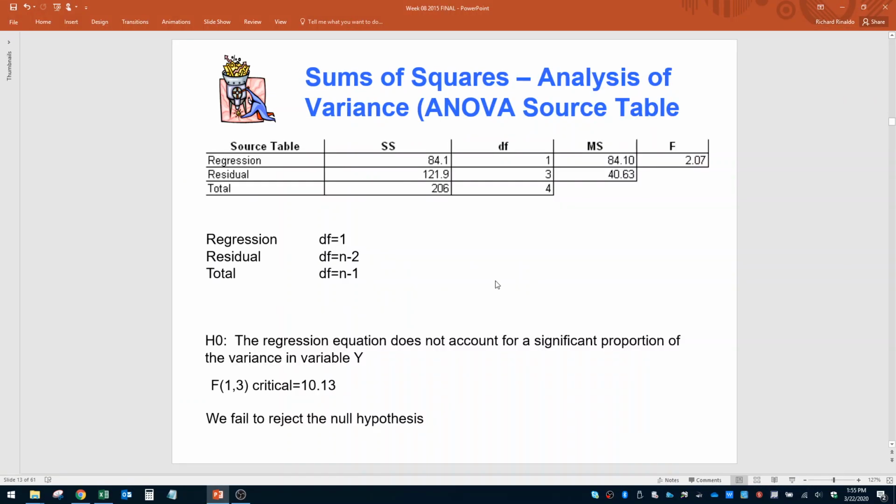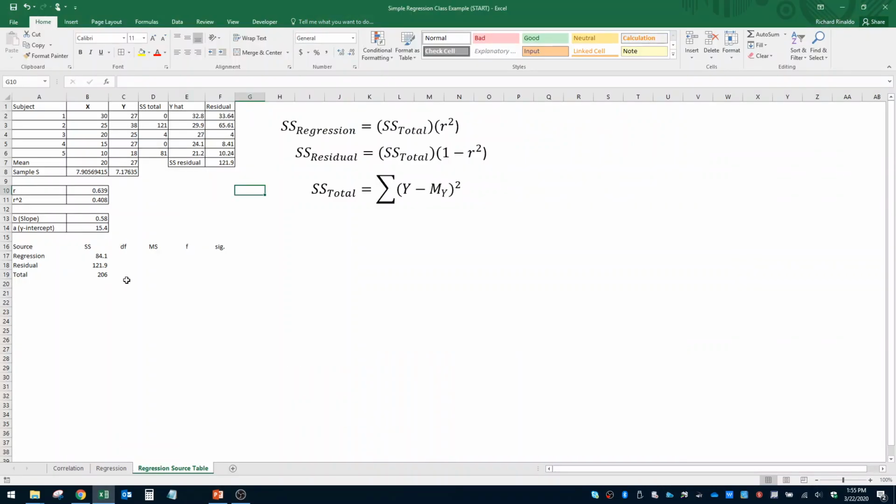The next step is the degrees of freedom. Each variable in a regression model uses 1 degree of freedom. The regression is 1, the total is n minus 1, and the residual is n minus 2. So in this case, 1, 5 minus 2 equals 3, and 5 minus 1 equals 4.